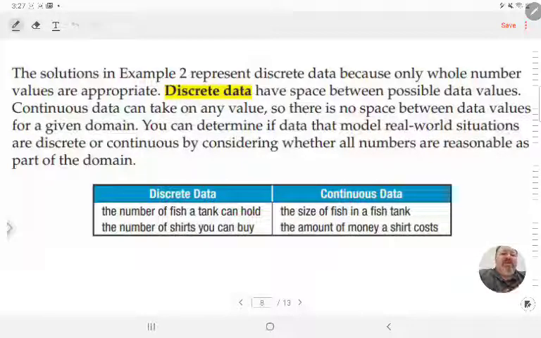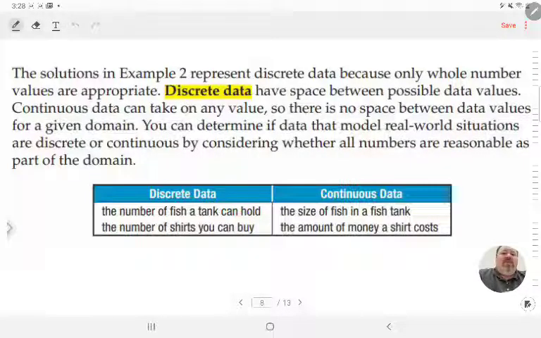So for example, the number of fish a tank can hold. That would be discrete data because you'd only be looking for whole numbers. You wouldn't do 2.5 fish, okay? On the other hand, if you were looking for the size of the fish in the tank, you might have a 2.5-inch fish. So that would be continuous data because it's not just whole numbers. It would be all the numbers.